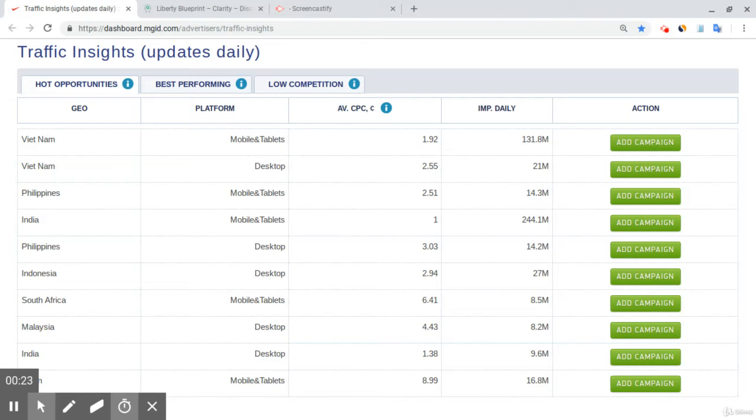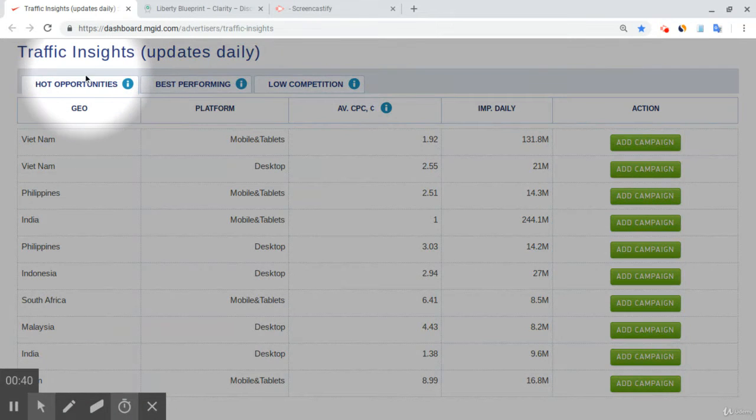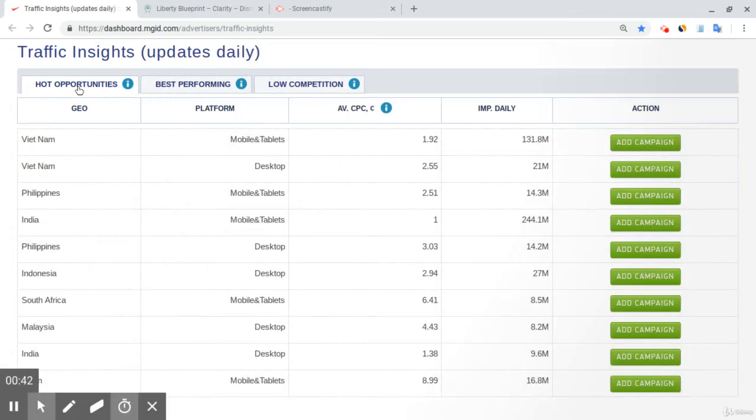Now, we're going to be using the same link that I shared in the previous lecture. Again, I'll have that ready for you in the external resources section so that you can bookmark it for yourself. The only difference this time is that once we go to this link, we're going to try the tab here that says Hot Opportunities.